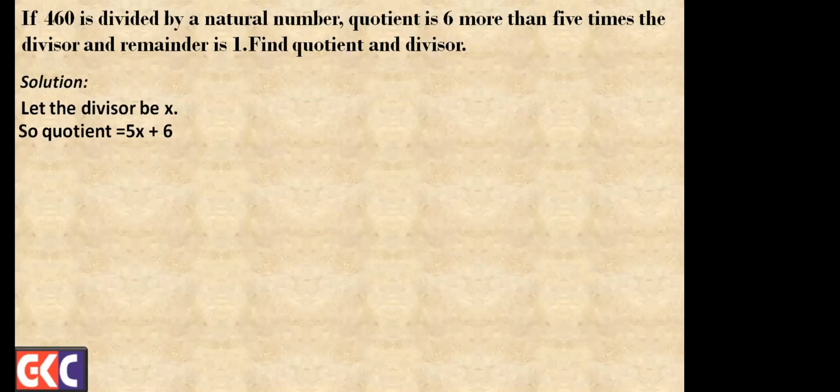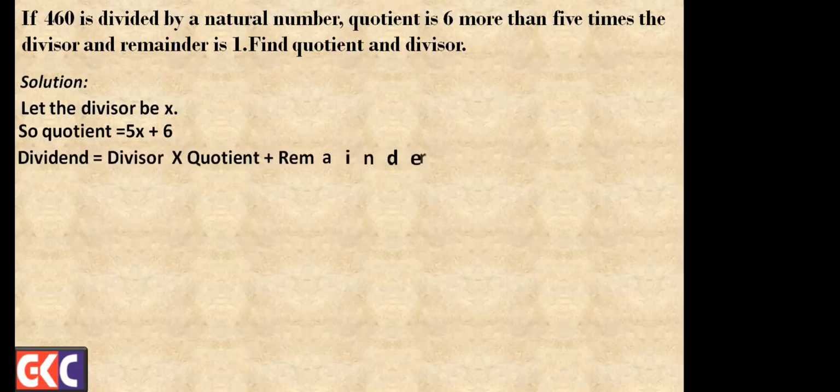So now I have dividend, divisor, quotient, remainder, everything. So this is the time for my formula where dividend equals divisor into quotient plus remainder. Is that thing clear? And now time to substitute the values. Values, as I said, we already know. 460 equals x into 5x plus 6, plus 1. x is divisor, 5x plus 6 is quotient, and plus 1.